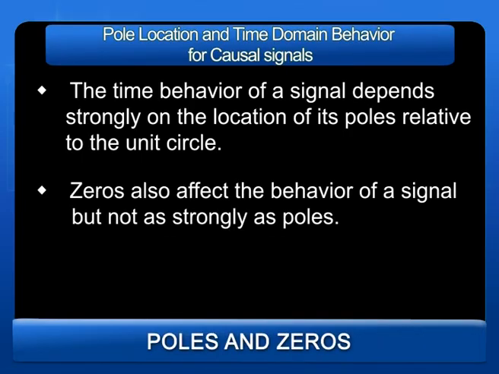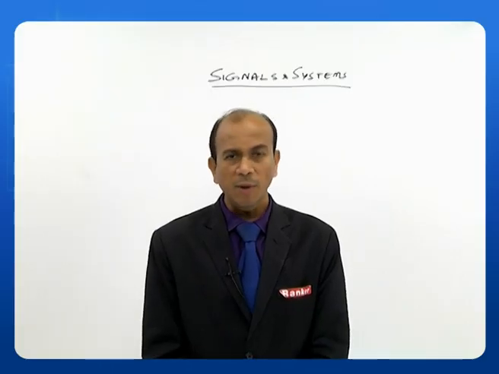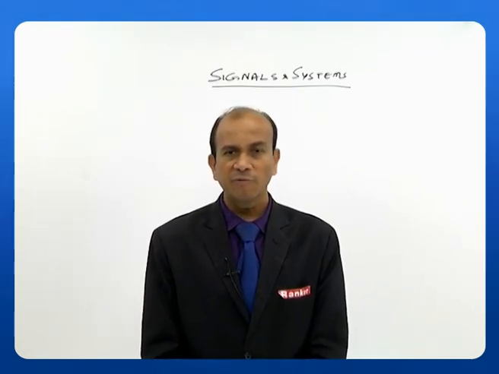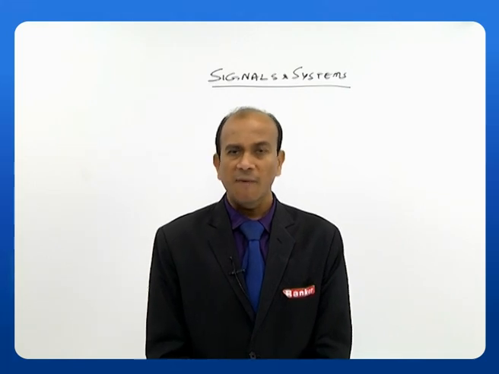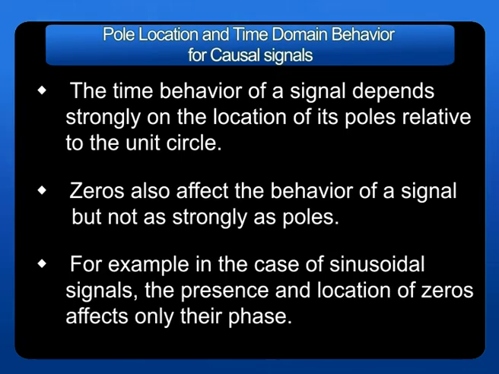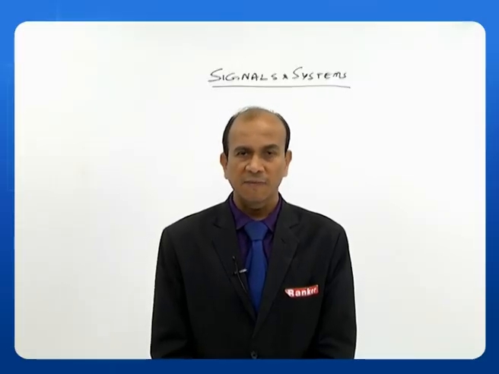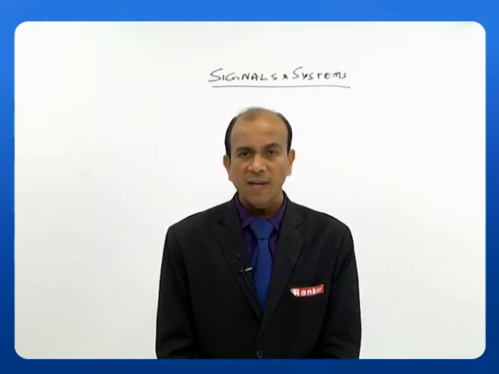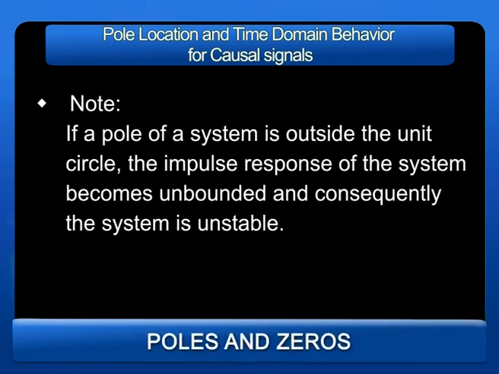Zeros also affect the behavior of a signal but not as strongly as poles. You have got the point why we are talking about only poles, but zeros also have some effect on the behavior of the signal, though the effect of poles is more compared to that of zeros. For example, in the case of sinusoidal signals, the presence and location of zeros affects only their phase. That means only the phase of a sinusoidal signal is affected by a change in the location of a zero.